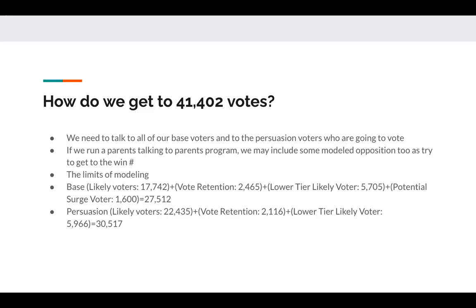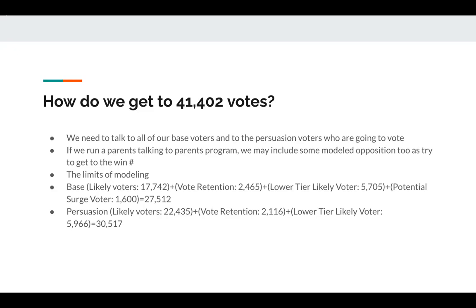Knowing that we need as many base voters as possible to conduct our base outreach, I'm going to create a universe in VAN that includes our modeled base voters across 4 different tiers of vote propensity: likely voters, vote retention, lower tier likely voter, and potential surge voter. Collectively, that's 27,512 people. For our persuasion outreach, I'm going to create a universe in VAN that includes modeled persuasion voters across 3 different tiers of vote propensity: likely voters, vote retention, and lower tier likely voters. This universe includes 30,517 people.